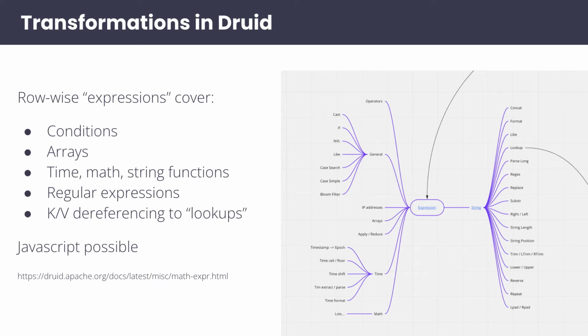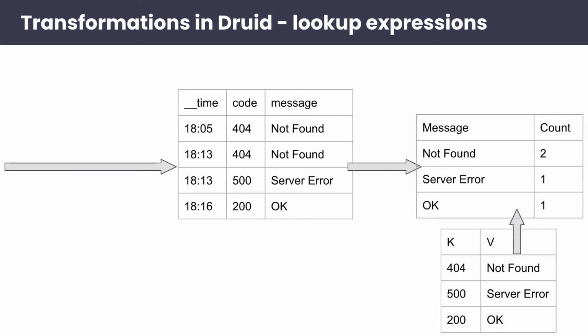Now, here's one that really matters, this lookups thing. In Druid, you can take a key, say the HTTP status code for an incoming request, and I can dereference that to a value, say a nice friendly description. So the same question applies to that lookup as it does to all the other expressions. Here's an example where we're using those HTTP status codes, we're doing a group by, and then we're doing a lookup, all at query time.